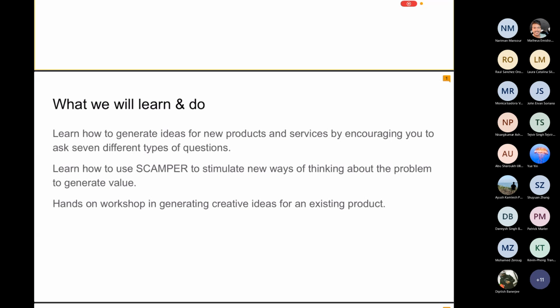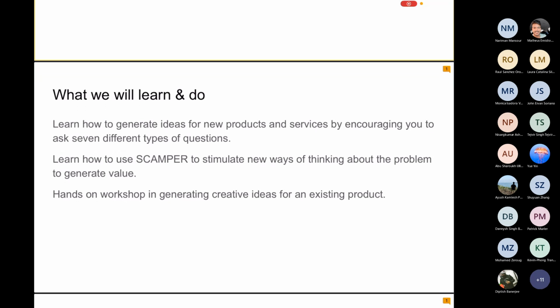So what we will learn today is how to use this Scamper method or framework in order to generate new ideas for an existing product or service. And later on, we're going to do an activity.